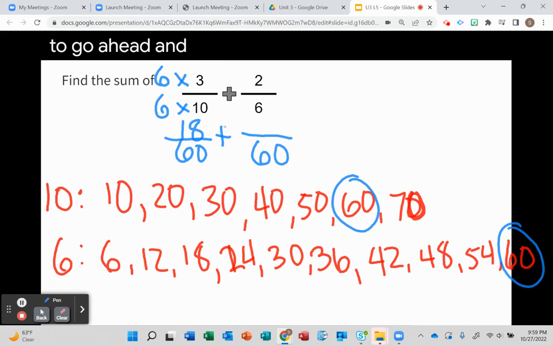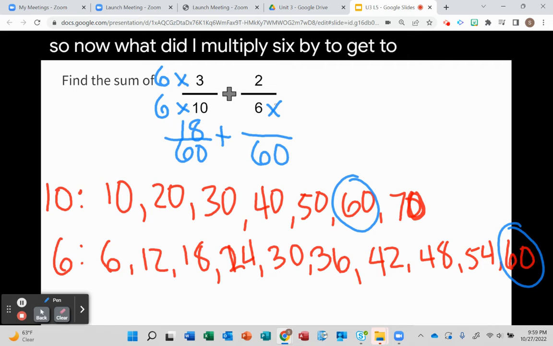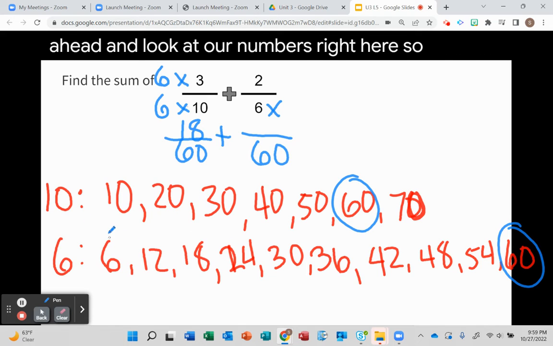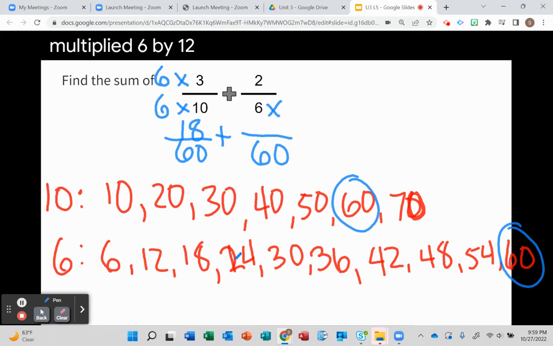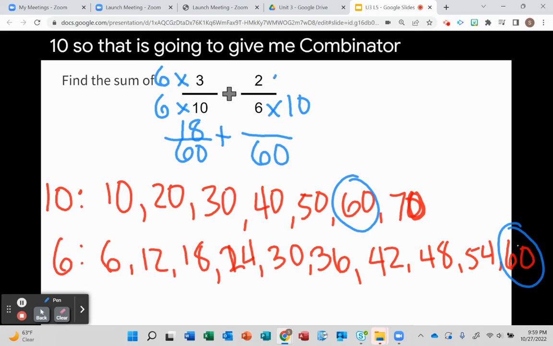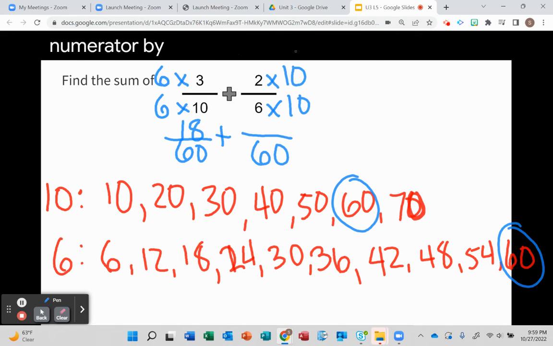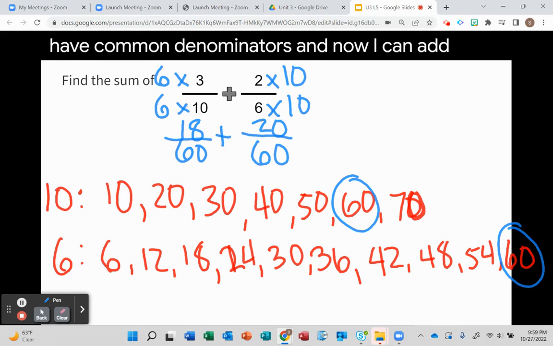Now I have to do the same thing to the other side. What did I multiply 6 by to get to 60? Let's look at our numbers right here. I multiplied 6 by 1, 2, 3, 4, 5, 6, 7, 8, 9, 10. So I multiplied 6 by 10, which gives me 60. Because I multiplied my denominator by 10, I have to multiply my numerator by 10 as well. So 2 times 10 is 20. Okay, now I have common denominators, and now I can add them together.